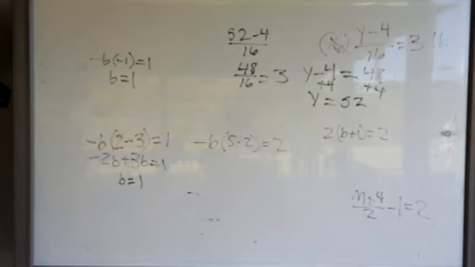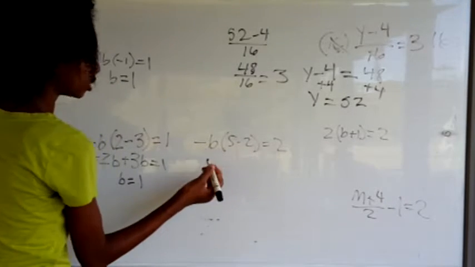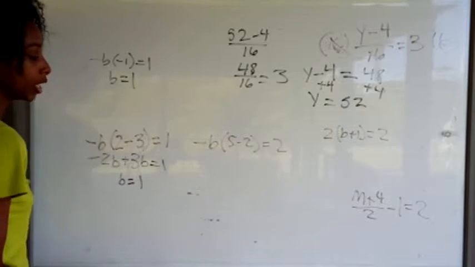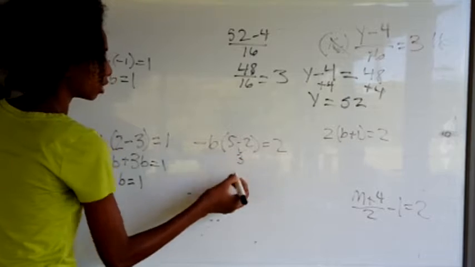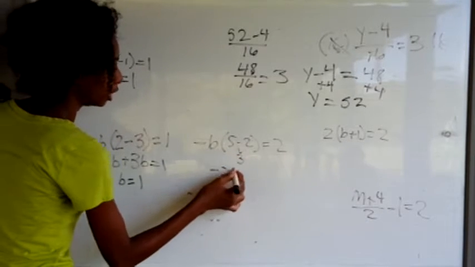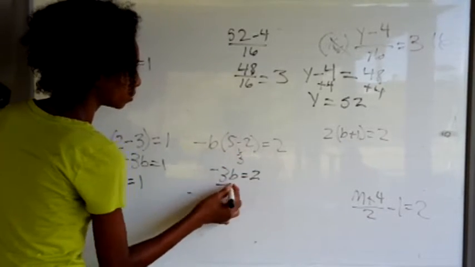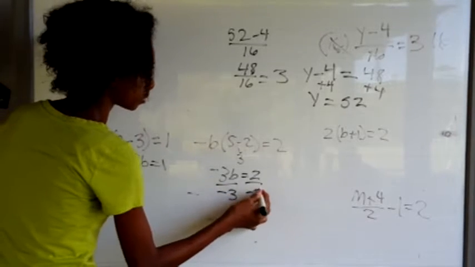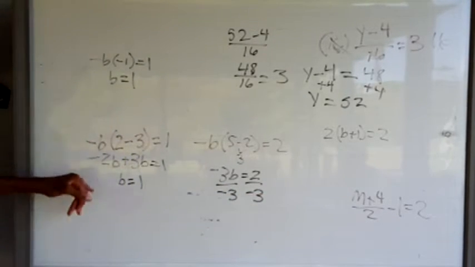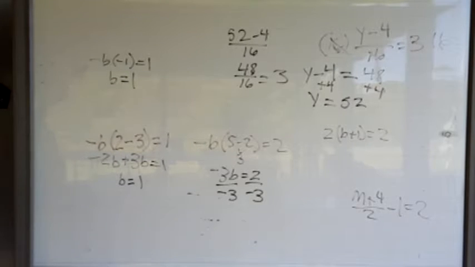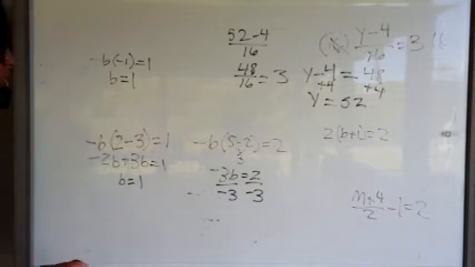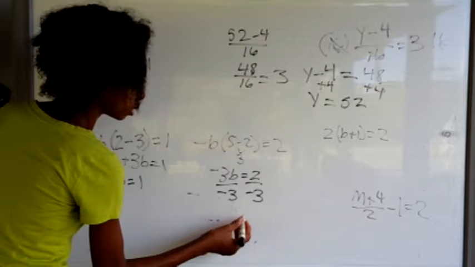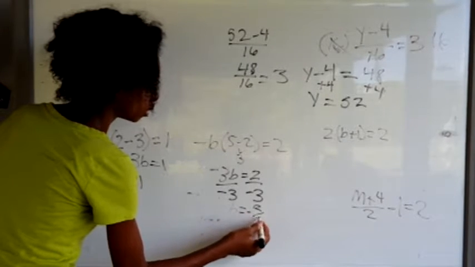Alright, so the second one is the same. Negative b times 5 minus 2, because there's no variable, so we can just say we know 5 minus 2 is 3. So negative b times 3 would be negative 3b equals 2. Then we divide by negative 3. And you saw here we came to the same answer, distributing or just doing the parentheses first. Again, the only time we really need to distribute is if there is a variable on the inside of the parentheses. And so b equals negative 2 over 3.